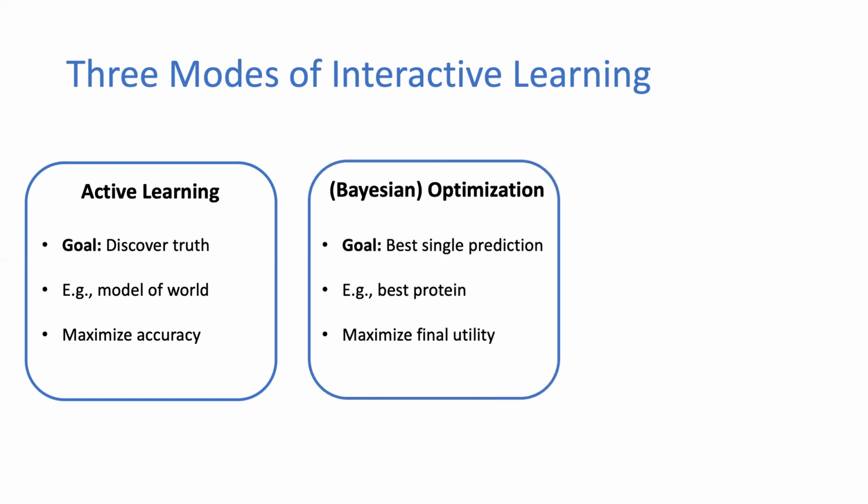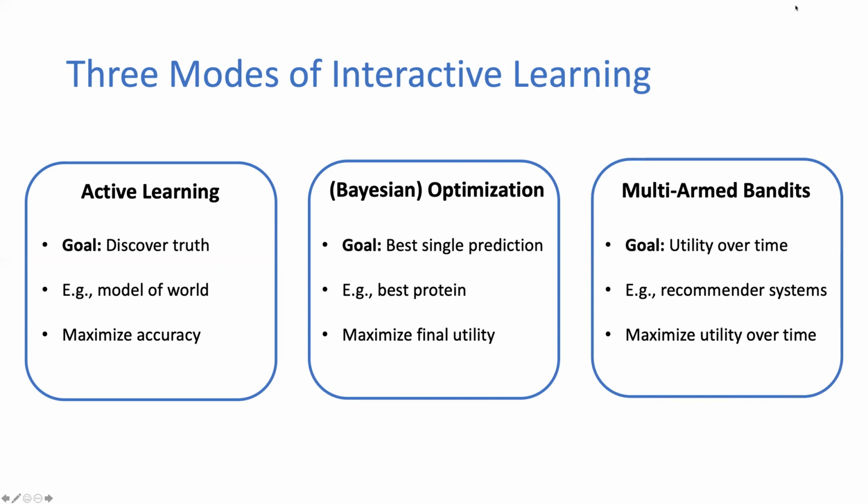The second mode is what we'll be talking about for this lecture, which is Bayesian optimization, where the goal is to find the single best prediction or the single best action in this action space, such that the utility of this action that I commit to at the end of this interaction is as high as possible. And the third is multi-armed bandits, where the goal is to maximize utility over time. So a classical application here are recommender systems or clinical trials, and the utility of every action that we took in this interactive protocol matters, not just the final action that we commit to.